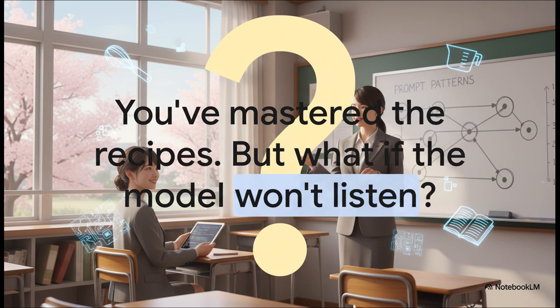So now you have the master recipes. You can create almost anything you can imagine with some real consistency. But what do you do when you follow the recipe perfectly and the AI still gives you something completely wrong? Well, that is a whole other story and a topic for our next explainer.